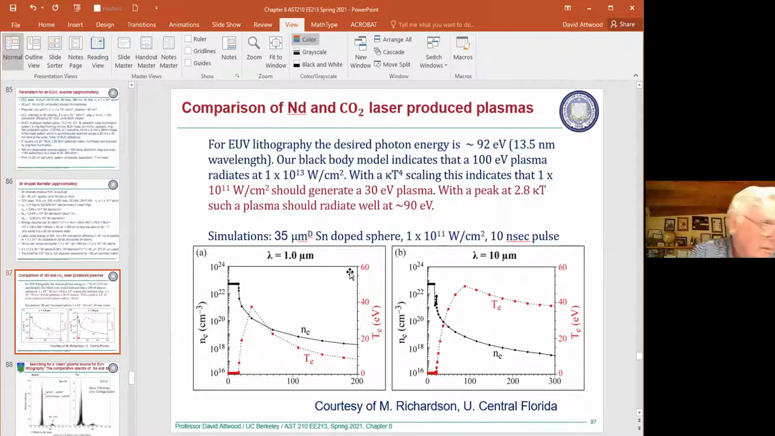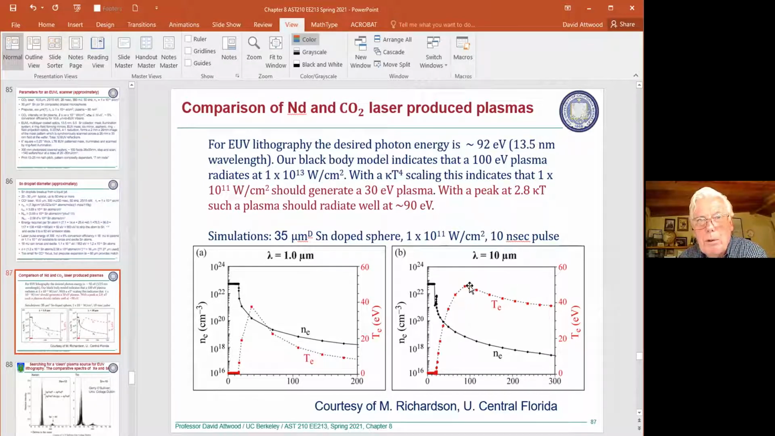I told you that simulations play an important role. This is the work of Professor Martin Richardson and his graduate students at the University of Central Florida, where they did simulations of electron density versus distance away from the surface with a neodymium laser at 1.06 microns and a CO2 at 10.6.